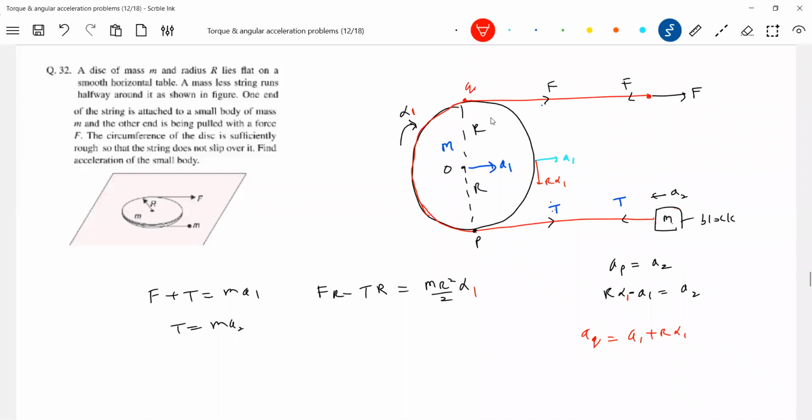Like that you can find the acceleration of any point, and it should be the vector sum of the acceleration due to translative motion and the acceleration due to rotative motion. So this is a constraint equation: R alpha 1 minus A1 should be equal to A2.